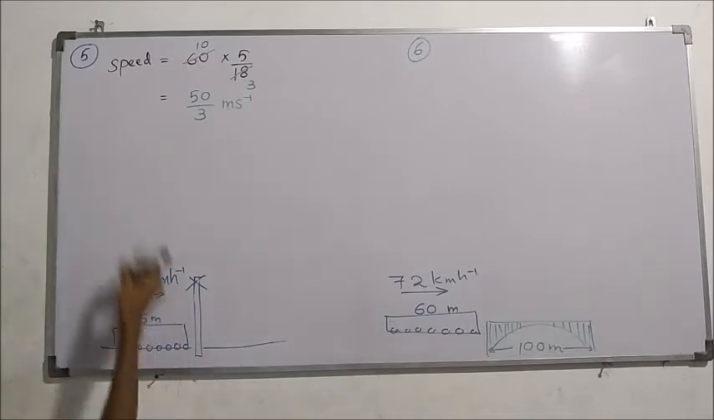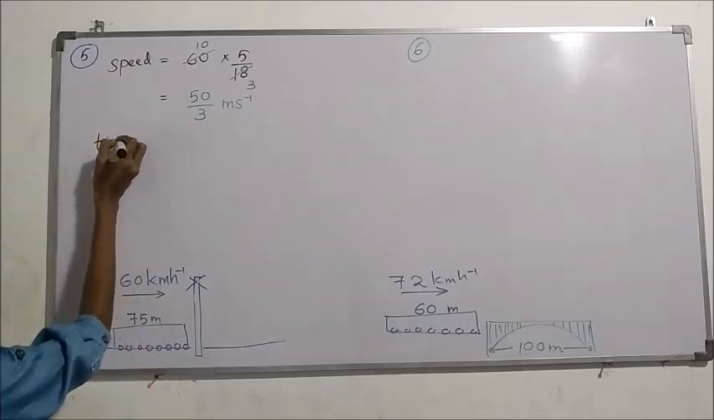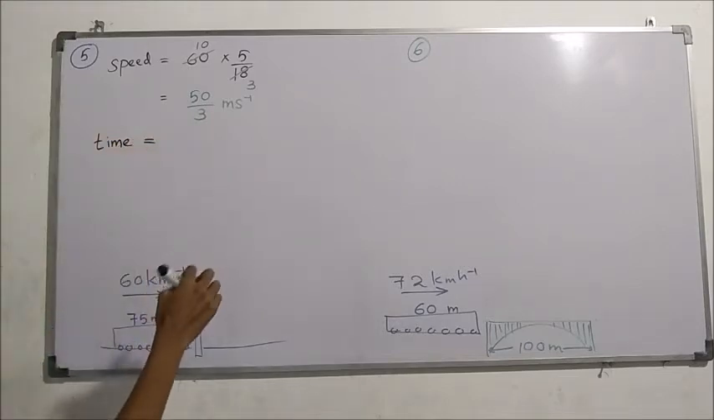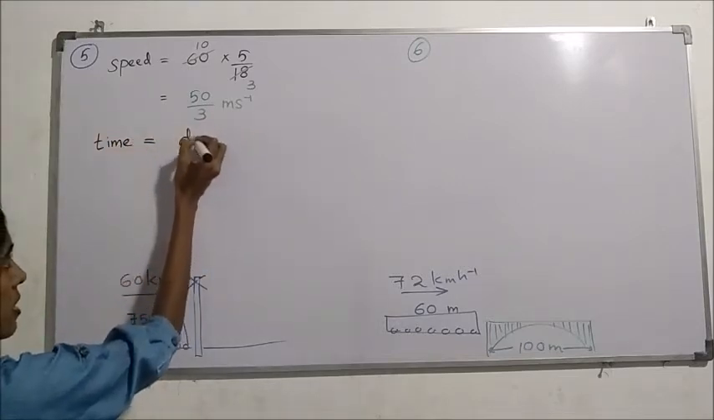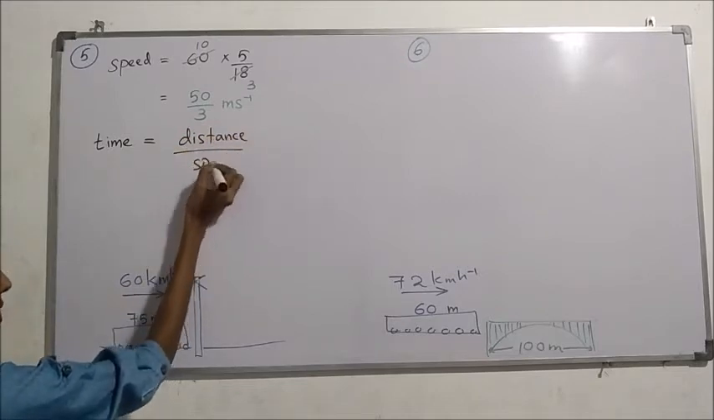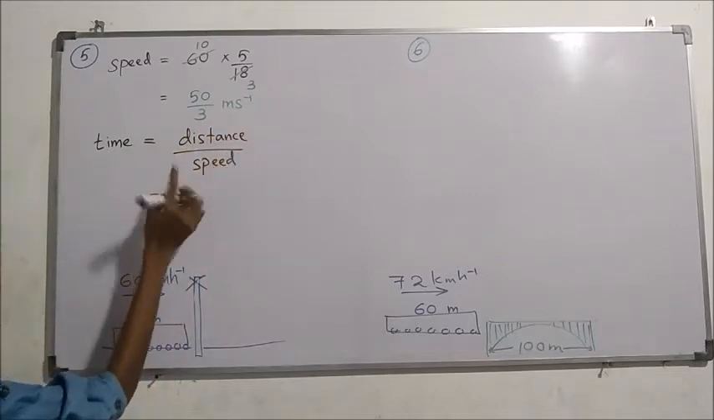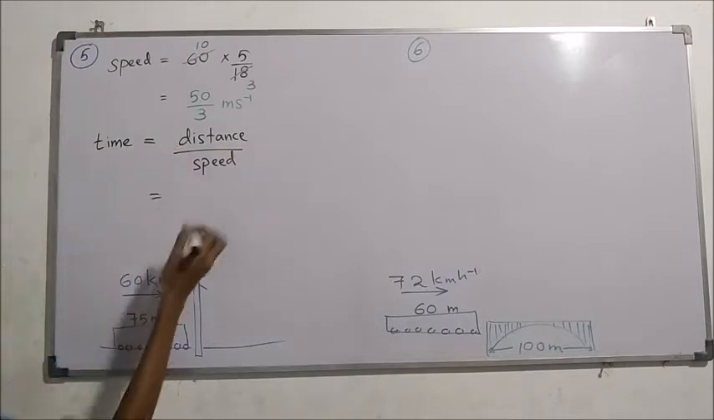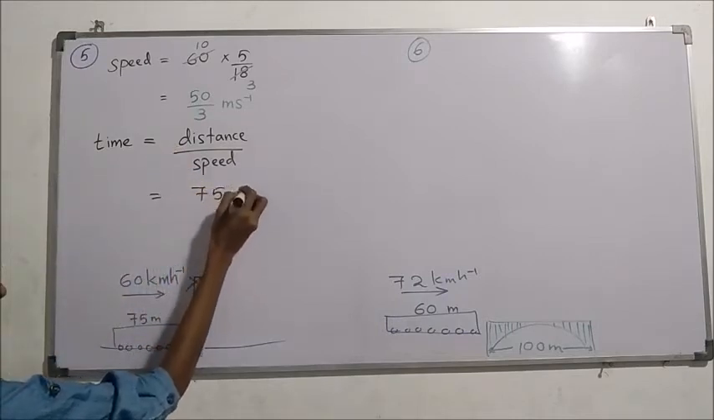Then as the next point we need to find the time, right? What is the formula for finding time, if you can remember? The distance divided by the speed. Right, now here the distance is what? The length of the train should be taken as the distance.